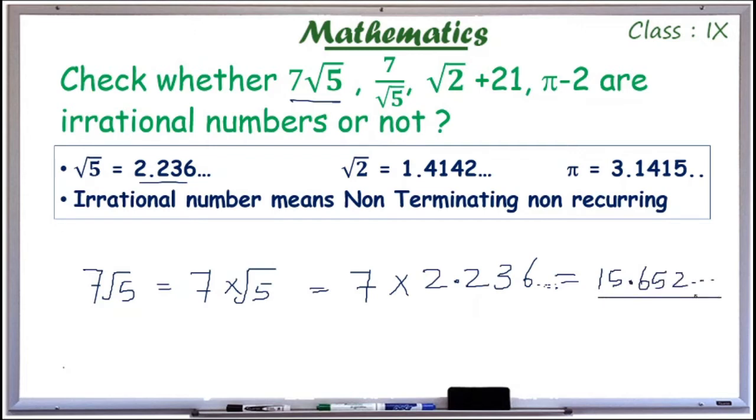So the answer is also non-terminating, non-recurring. Therefore, we can say that 7 root 5 is an irrational number because the final answer is 15.652 etc. It is also non-terminating. The digits are going into infinity and it is also non-recurring. We cannot find any pattern or any idea of repeating. So 7 root 5 is also an irrational number.